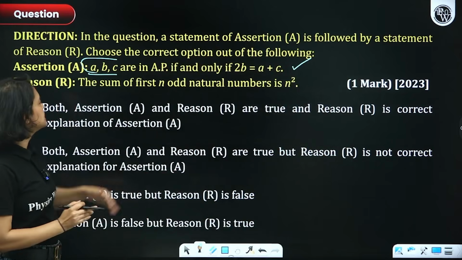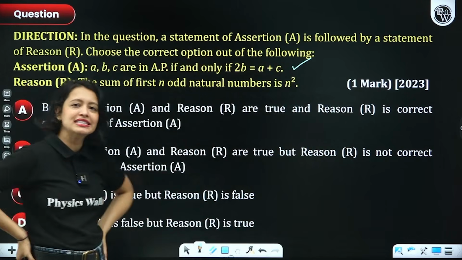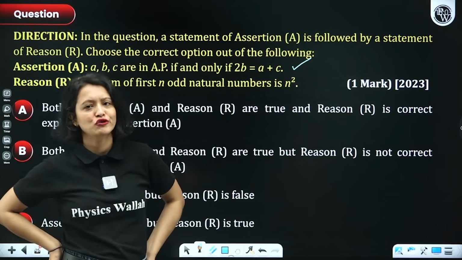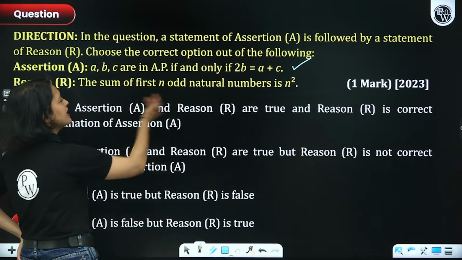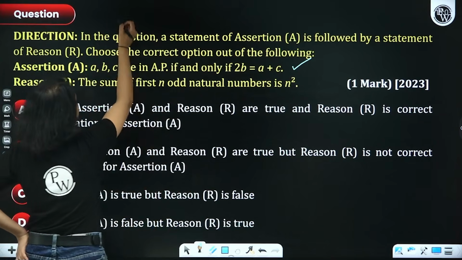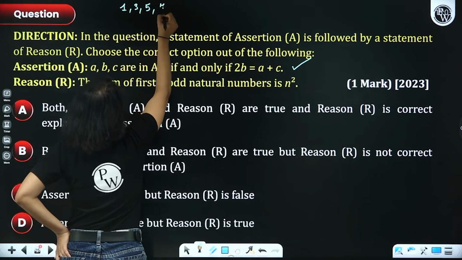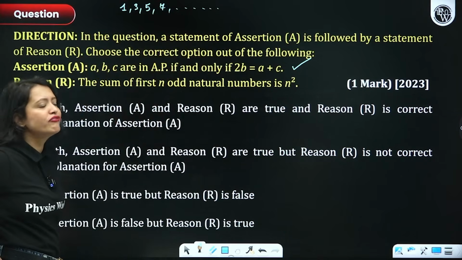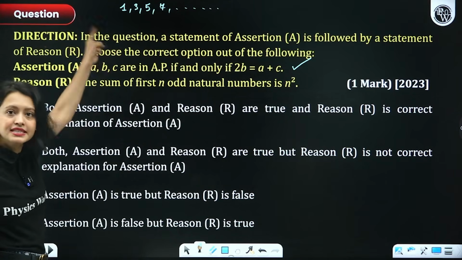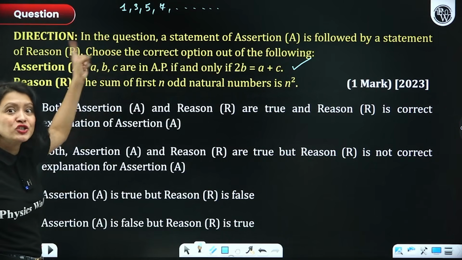True. The second statement is saying the sum of the first n odd natural numbers is n square. Now this is something we'll have to figure out, and it's very easy because I know how to write the first n odd natural numbers: 1, 3, 5, 7 and so on. We have to figure out the sum of the first n terms of this AP. Is this an AP, guys? Yes, because the common difference is 2, right?